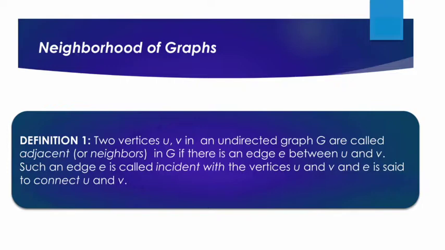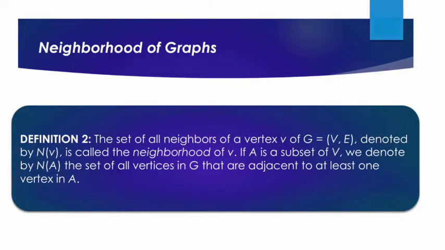We will also find useful terminology describing the set of vertices adjacent to a particular vertex of a graph. The second definition is going to describe the neighborhood relationship. The set of all neighbors of a vertex V of G, denoted by N(V), is called the neighborhood of V. If A is a subset of V, we denote by N(A) the set of all vertices in G that are adjacent to at least one vertex in A.